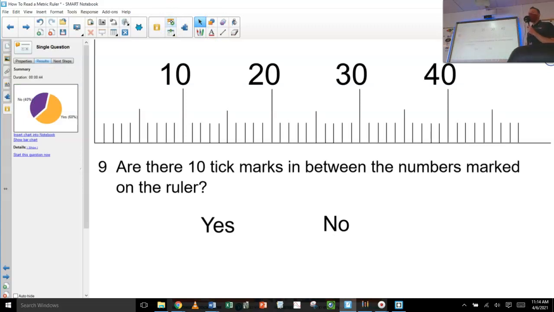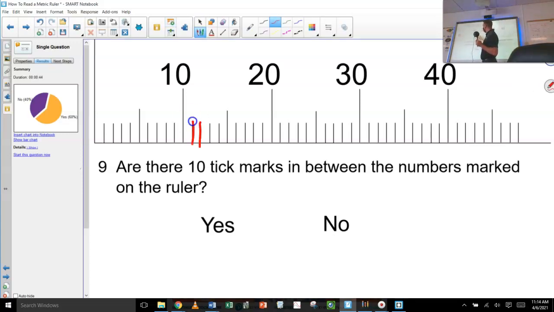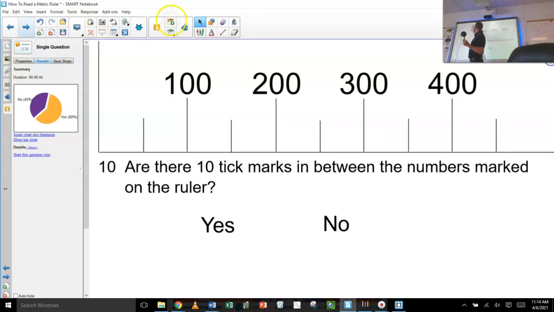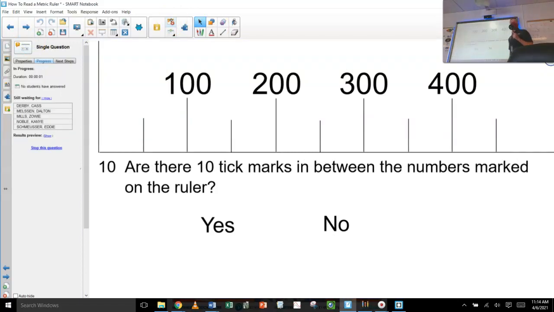I don't know. Let's count them. 1, 2, 3, 4, 5, 6, 7, 8, 9, 10, right? Yes, there is. Okay. Let's go to our next one. Are there 10 tick marks between the numbers on this ruler?